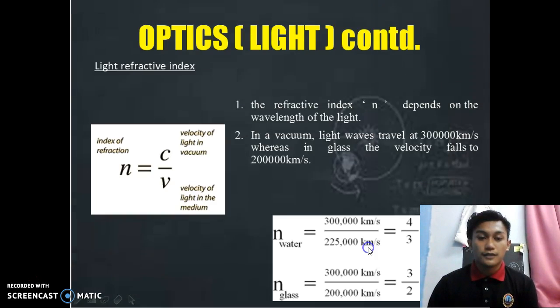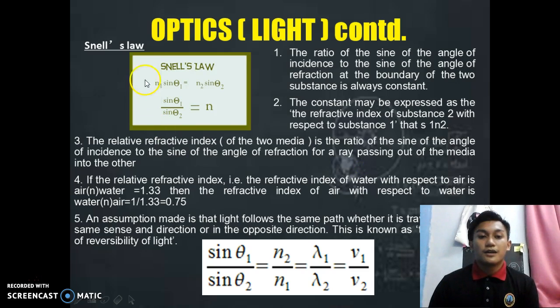Alright, now the refractive index of light. As you can see in the formula here, n stands for refractive index, c is the velocity of light in vacuum, and v is the velocity of light in the medium. So to find the refractive index, you must divide c by v. In vacuum, light travels at 300,000 km per second, whereas in glass the velocity falls to 200,000 km per second. Alright, next we go to Snell's law.